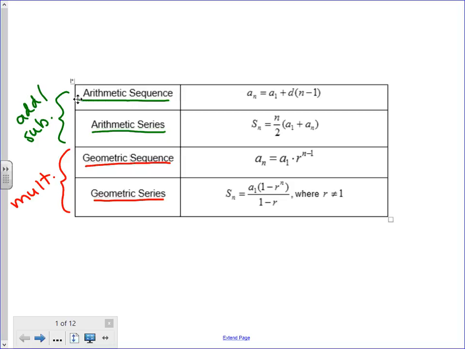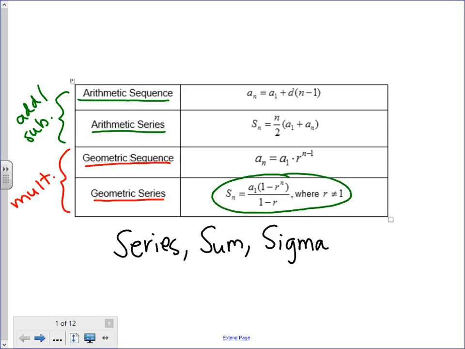One thing that I like to do to remember which formula I use for which is to put all my S words together. Series goes with sum, goes with sigma. These are all words that tell me I'm going to be adding terms up. So when I'm told to find the sum of the series or to use sigma notation, that's when I'm going to be using this S sub n, the formula for the series. That's for S. So we'll keep that in mind for later.